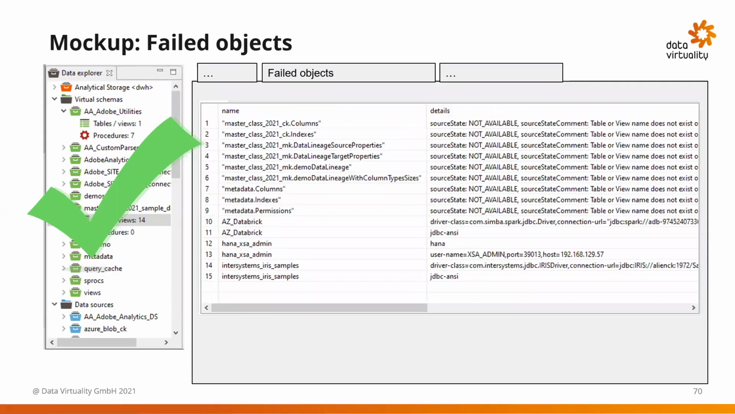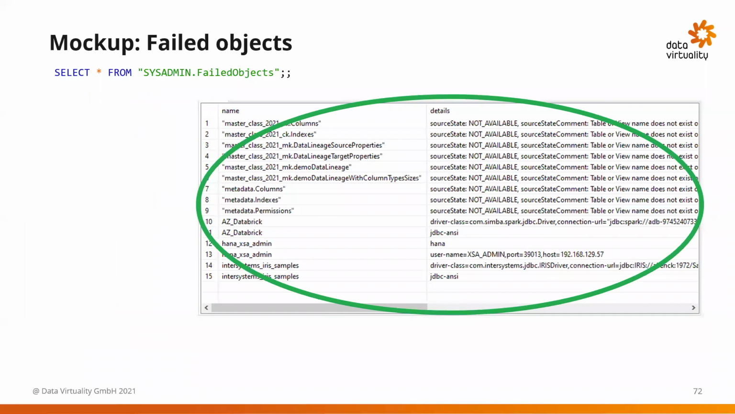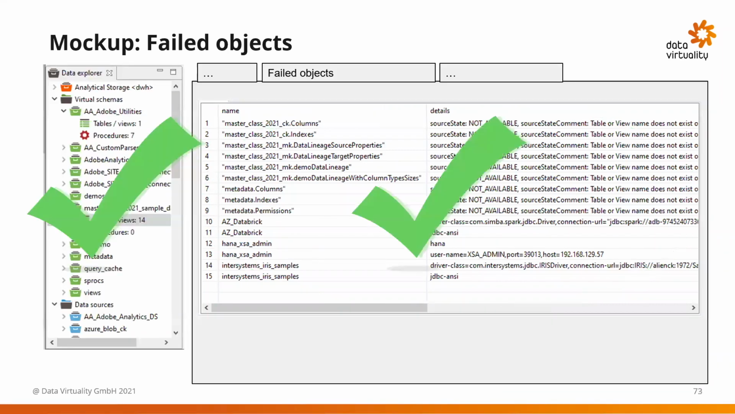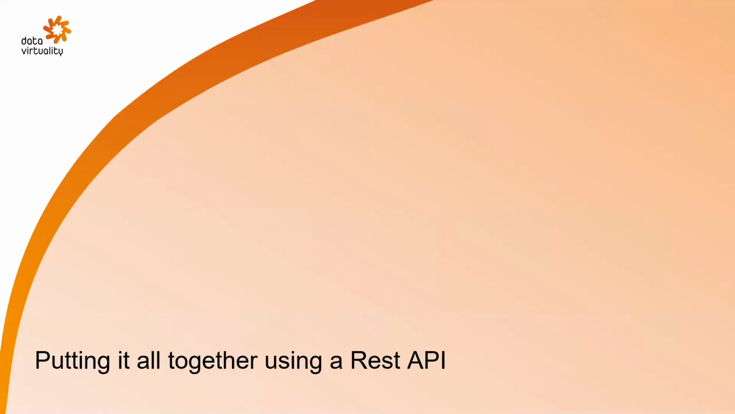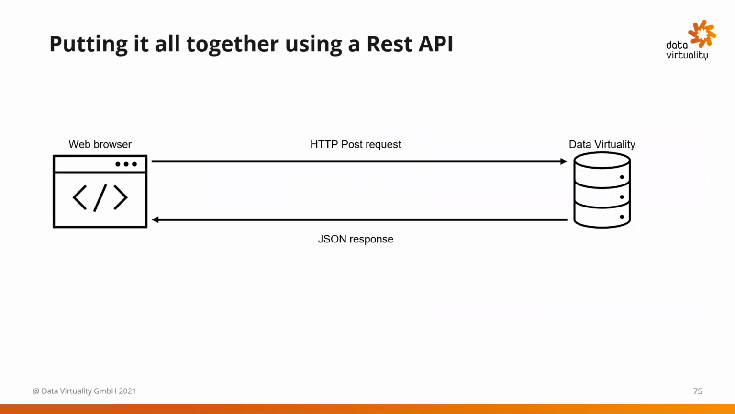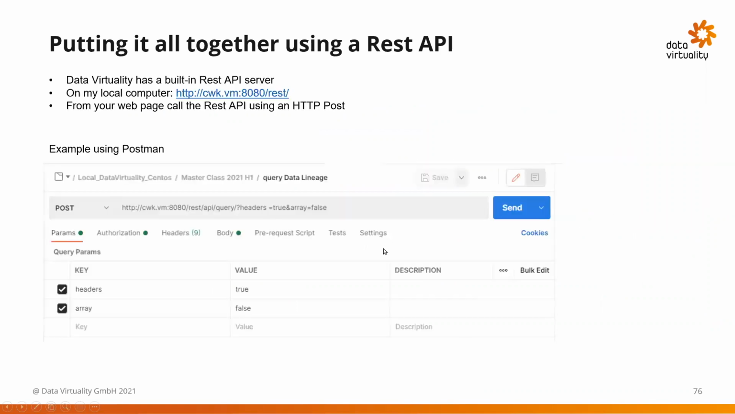Quickly, there's a view inside our system if we want to look at failed objects. We're going to get this from sysadmin failed objects. Useful information for troubleshooting. And we're going to put this all together using the REST API provided by Data Virtuality. It's already implemented in Data Virtuality. It's on by default. From our web browser or from our web server, we can issue an HTTP post request and get a JSON response.